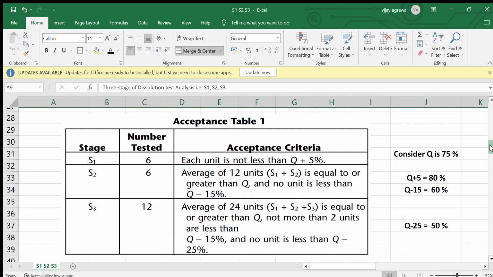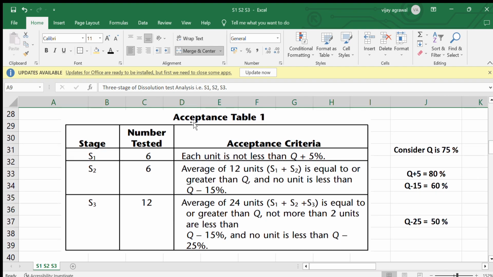Let me zoom in a little bit. Now see the acceptance table. Stage 1, S1, S2 and S3 are given. Number of tested units are 6, 6 plus 6, and 12, and here is the acceptance criteria.